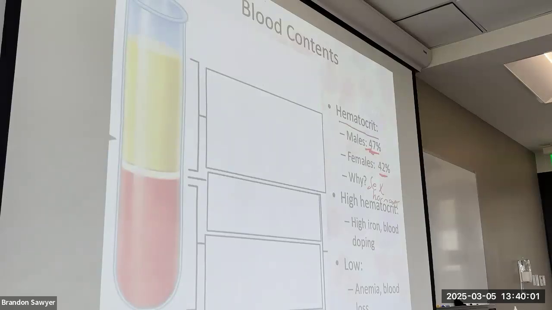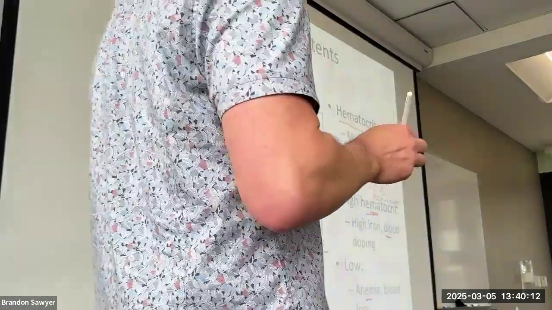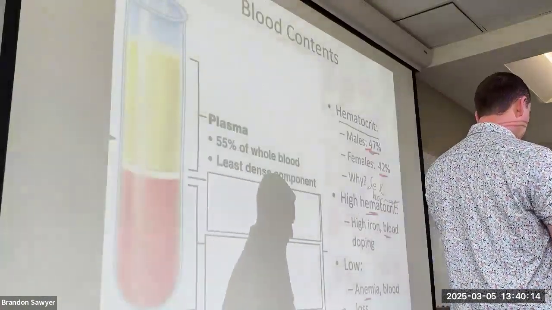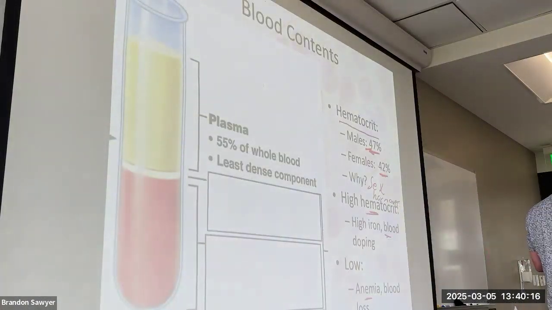And so yeah, when somebody has a real high hematocrit, it could be due to blood doping, which we'll talk about. If they have a low hematocrit, then this could be a form of anemia, and it could be due to blood loss. So when we look at that top component, that's all the plasma.